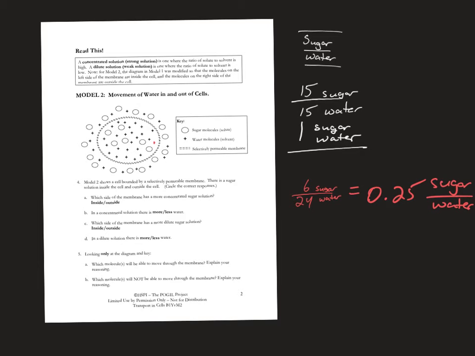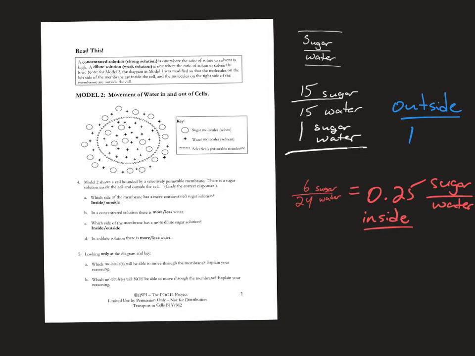So for every sugar molecule, yeah, if you wanted to look at percentages, you could, but you'd have to figure out the total, right? To get a percentage, you'd have to figure out the total, and it's probably easier just to go ahead and use these fractions. So inside it's 0.25. Outside it's 1. The ratio of sugar to water is 1.